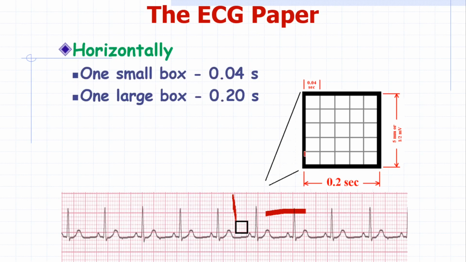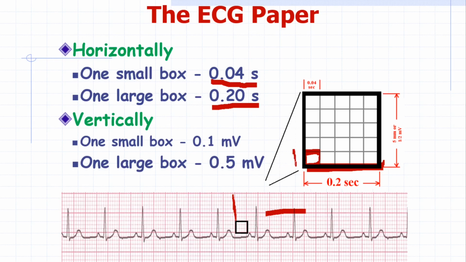One small box is a millimeter square. 1 millimeter on the horizontal side represents duration, meaning 0.04 second. The 5 small boxes in one large box give 0.20 second. This is how the horizontal calibration works. Vertically, one small box is equal to 0.1 millivolt, that is the voltage or amplitude of each wave. And one large box, made up of 5 small boxes, is equal to 0.5 millivolt. So this is how we can easily work out the duration of each wave, interval or segment, and the amplitude of each wave.